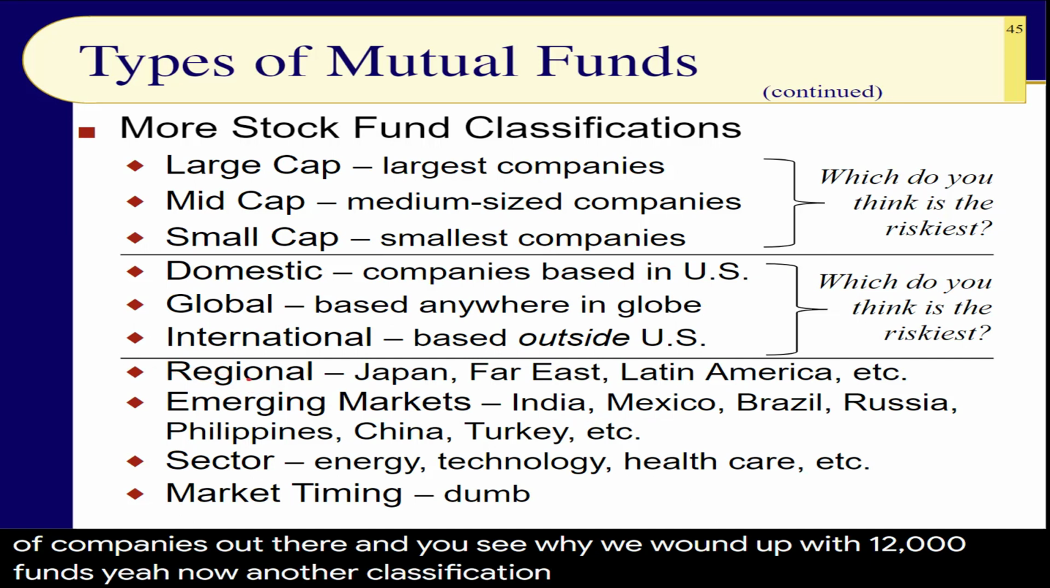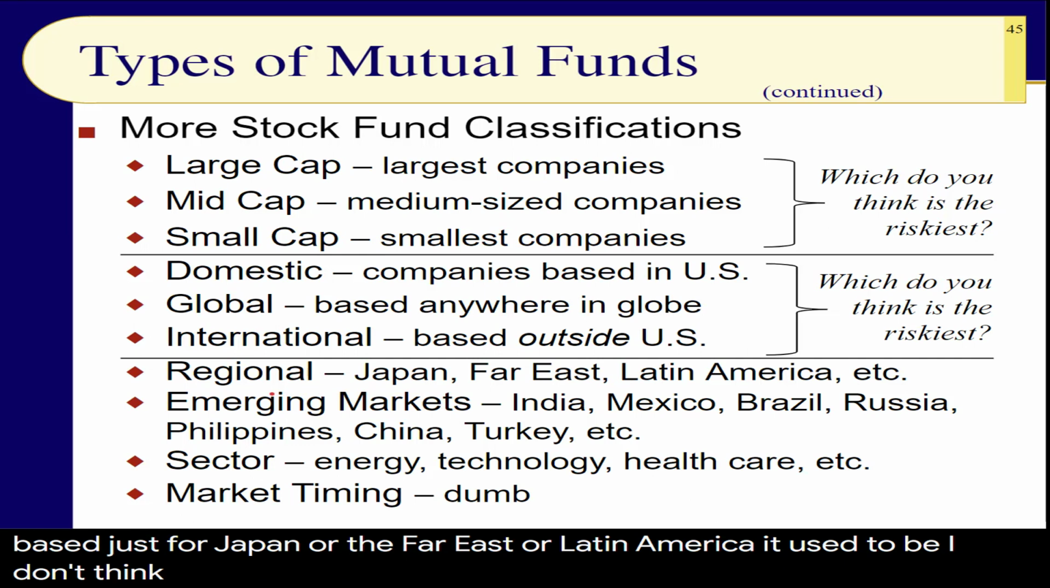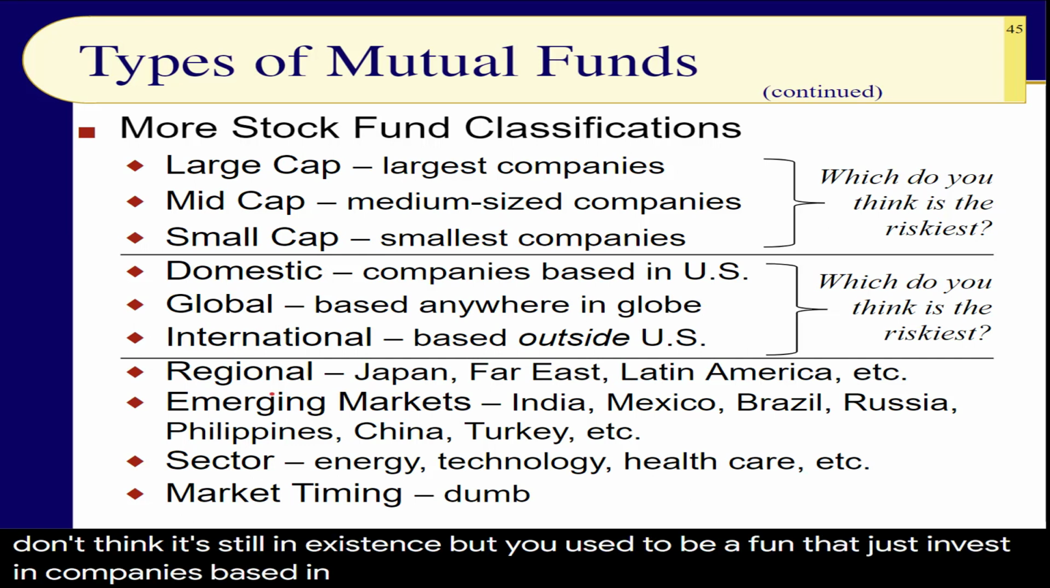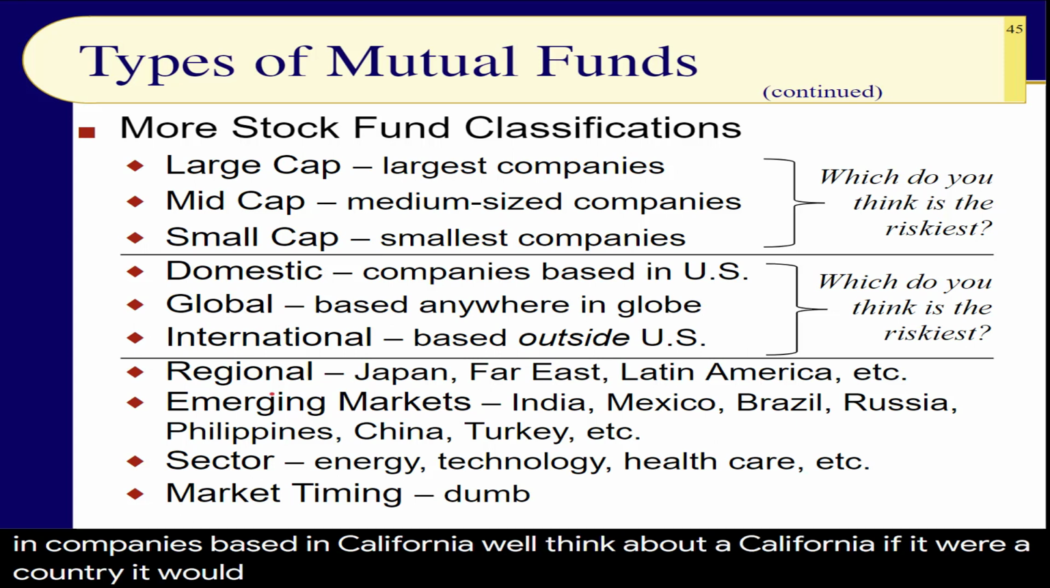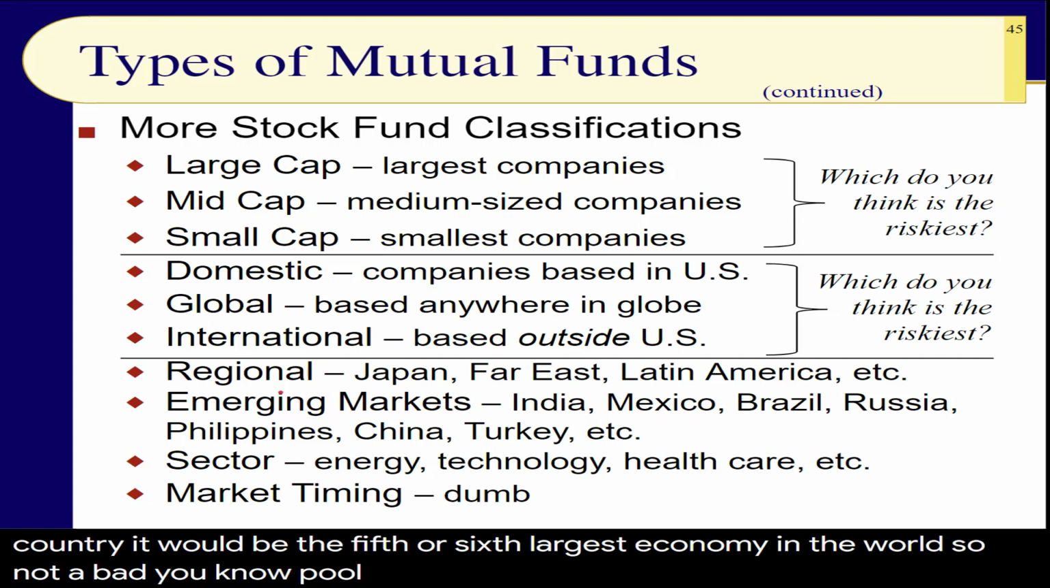Now, another classification is regional. Mutual funds that are based just for Japan or the Far East or Latin America. It used to be, I don't think it's still in existence, but there used to be a fund that just invests in companies based in California. Well, think about it. California, if it were a country, would be the 5th or 6th largest economy in the world. So not a bad pool to invest in.